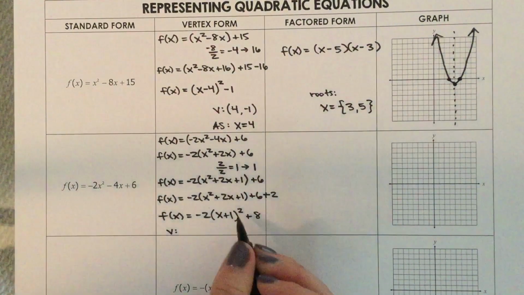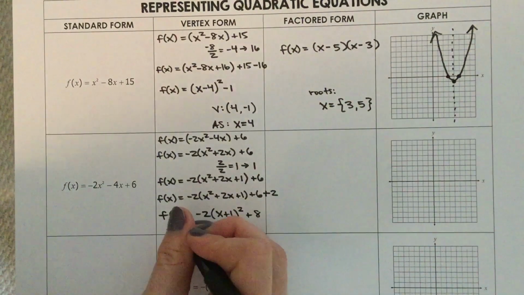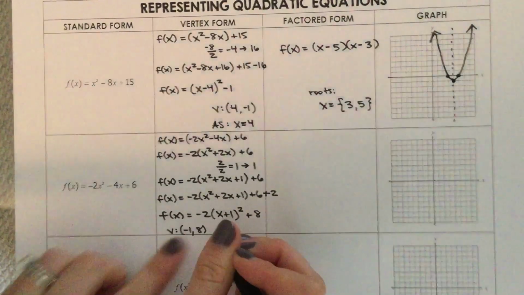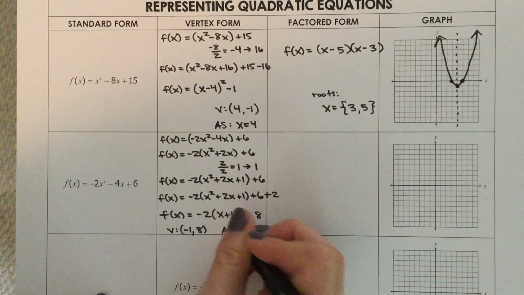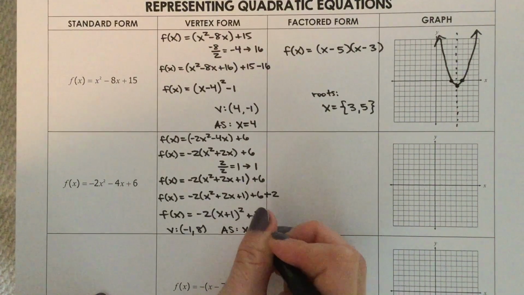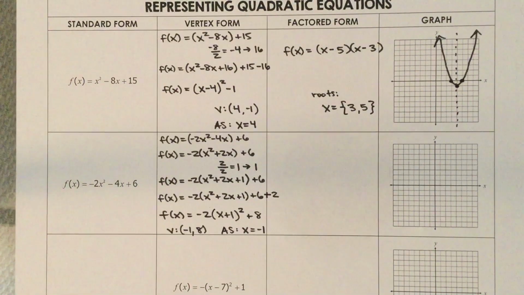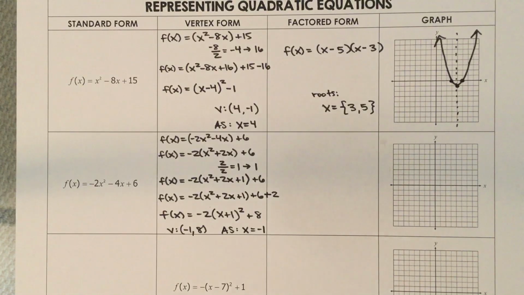This tells us that our vertex would be -1, +8. And knowing this x coordinate tells us that our axis of symmetry would just be x equals -1, just matching this x value. Okay, so a little bit more work for that one.